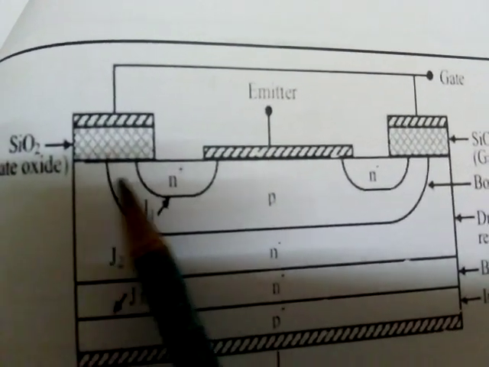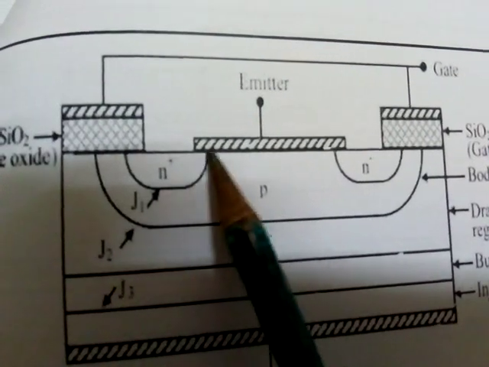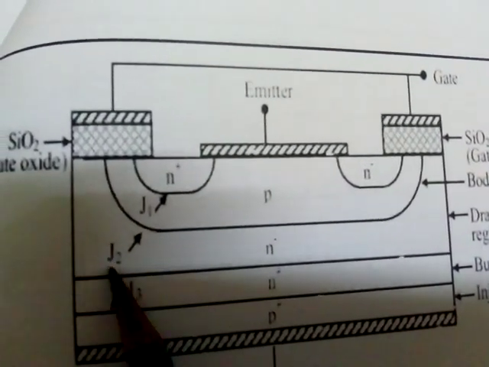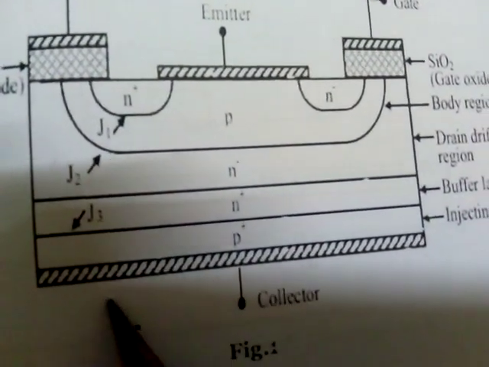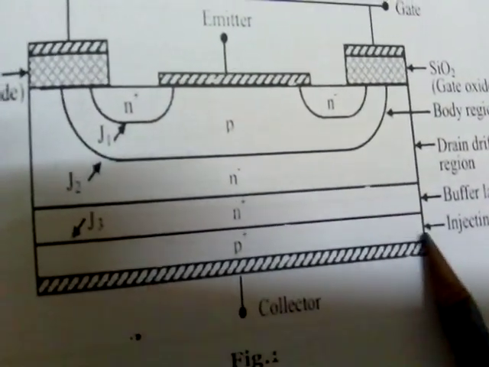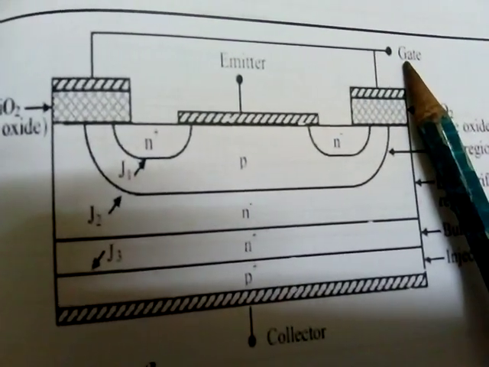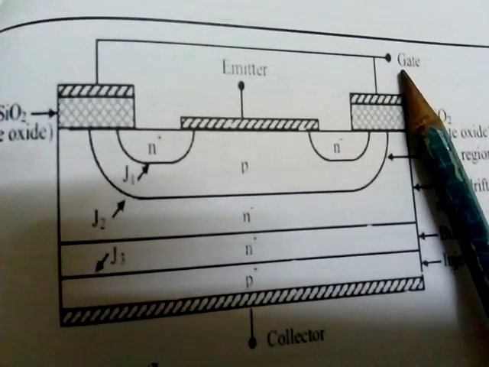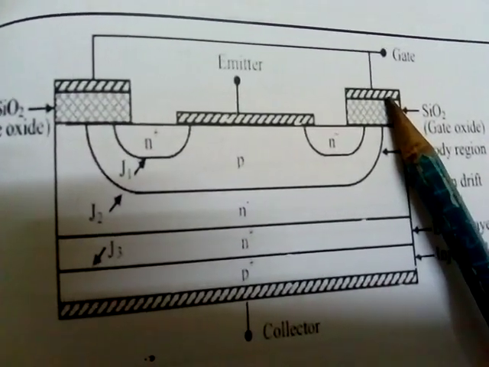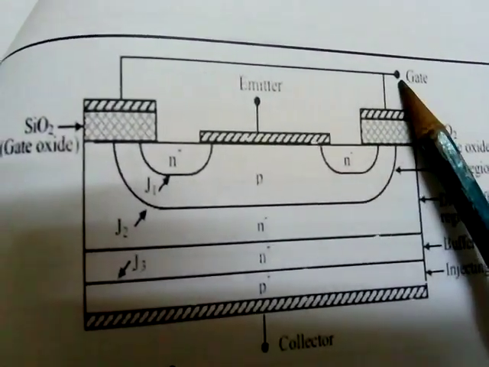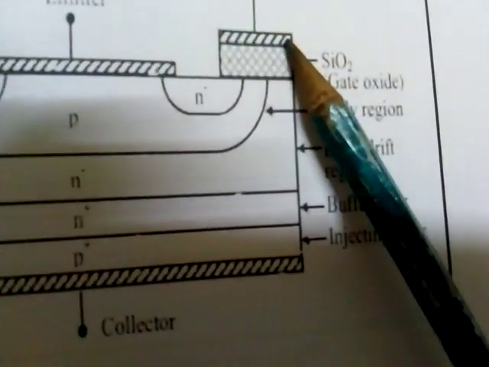Channel is formed here. So when channel is formed here, conduction begins from this N to this N. And the last one is collector. So emitter, collector and gate. That is the naming. For BJT we have emitter, collector, base. For MOSFET we have drain, source and gate. Here we will say emitter, collector, gate.